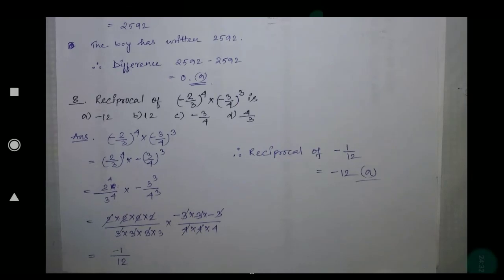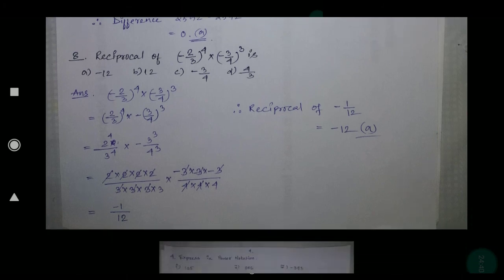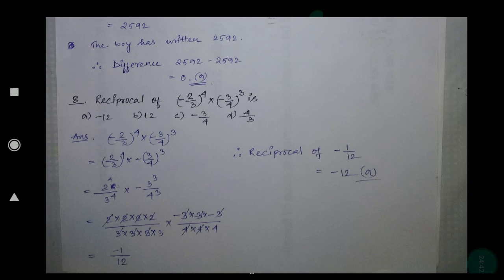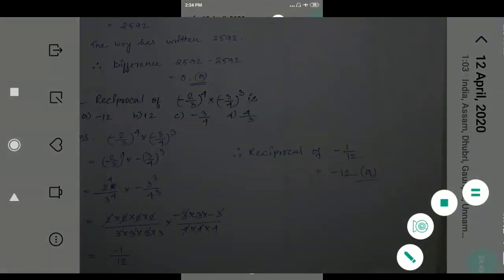So check the options. Option A is minus 12, option B is 12, but we are getting minus 12. That means your answer will be minus 12. So your correct option will be A. With this, your second video is completed.